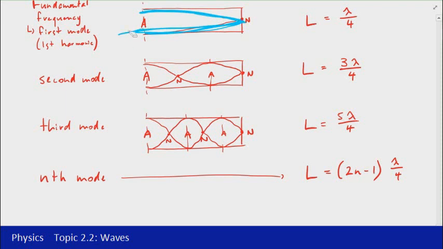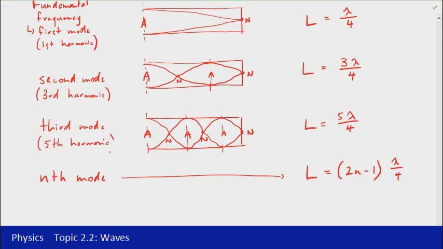If we look at the second mode of vibration, we've got one of those positioned here. If you then reverse it, we get a second one going from antinode to node, and then we get a third one going from node to antinode at the end. So this second mode of vibration is actually the third harmonic. And if we follow that same pattern again, the third mode of vibration is actually the fifth harmonic.